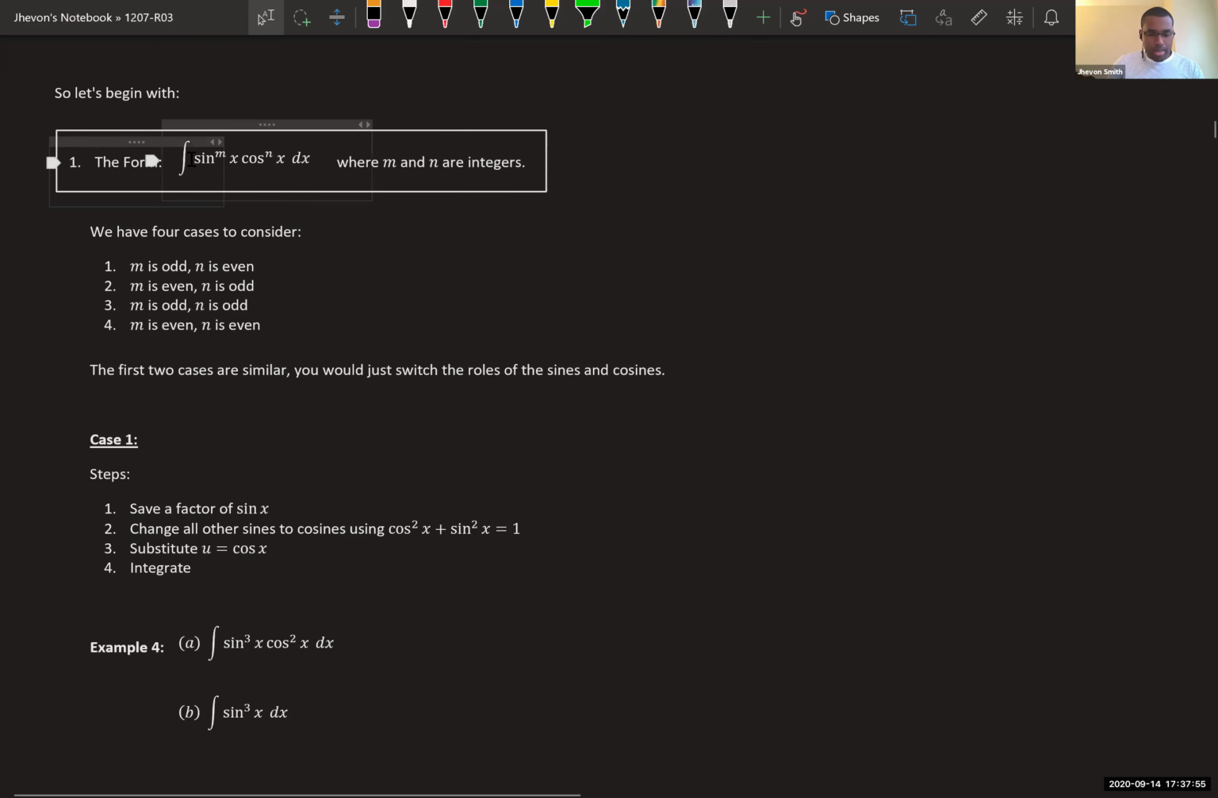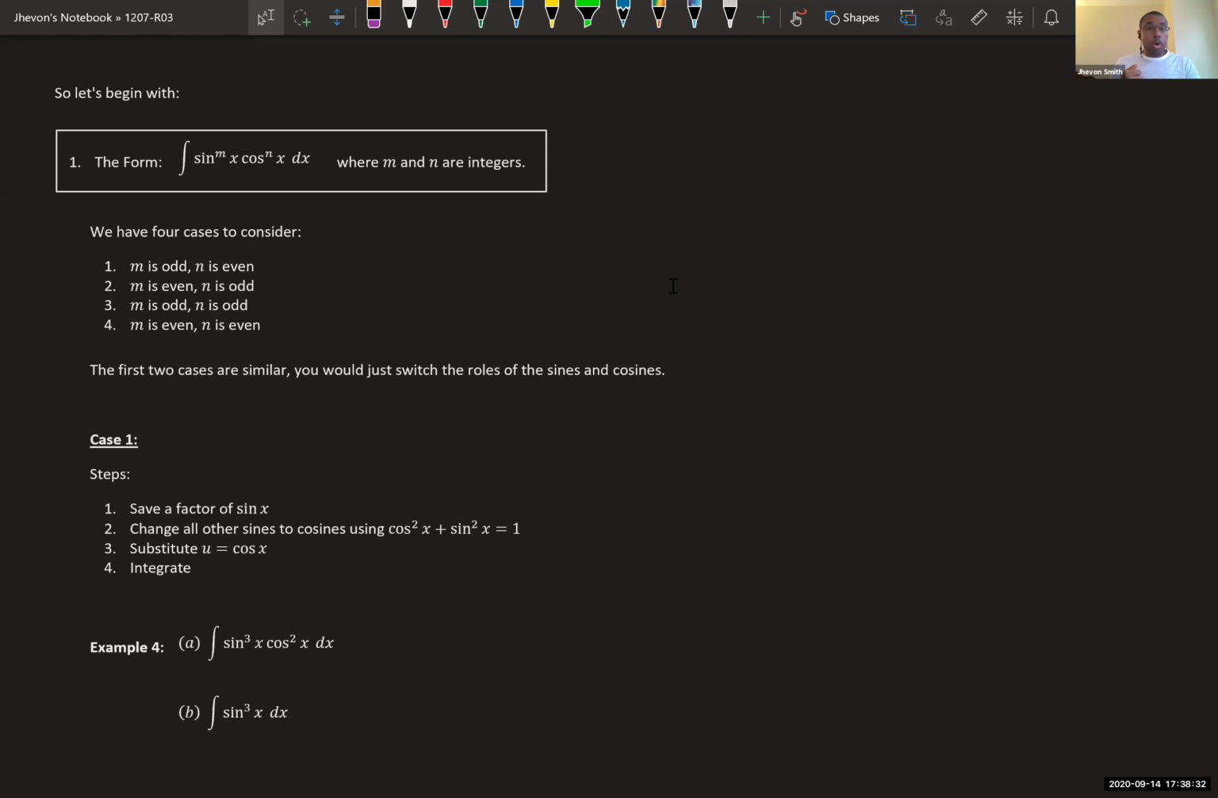So the first form, sine to the m of x times cosine to the n of x dx. M and n are integers. There are 4 cases that this breaks down into based on whether the integers are even or odd. You're going to see why that makes a difference. So you could have case 1, the power of sine is odd while the power of cosine is even, or case 2, the power of the sine is even while the power of the cosine is odd. These 2 are very similar, by the way. So I'm going to really teach you about case 1 and then just give you an example on case 2.